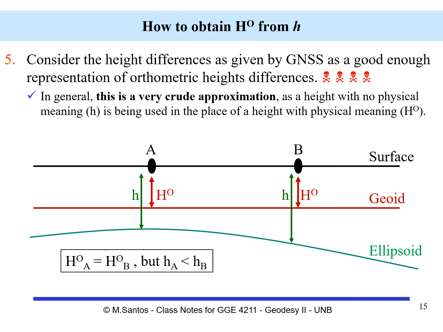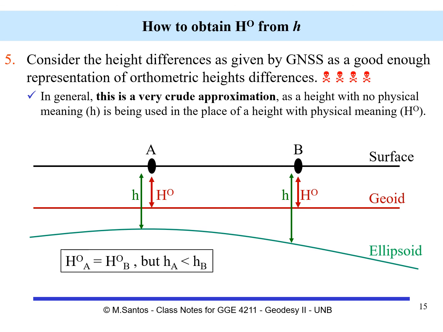Now, number 5, that's something that I don't recommend anyone to do, but I have seen people doing it, and committing big mistakes. It is to consider the geodetic height, the height derived from GNSS, as the same as the orthometric height. What's the problem with that? So this figure tries to show what is the big risk in that.